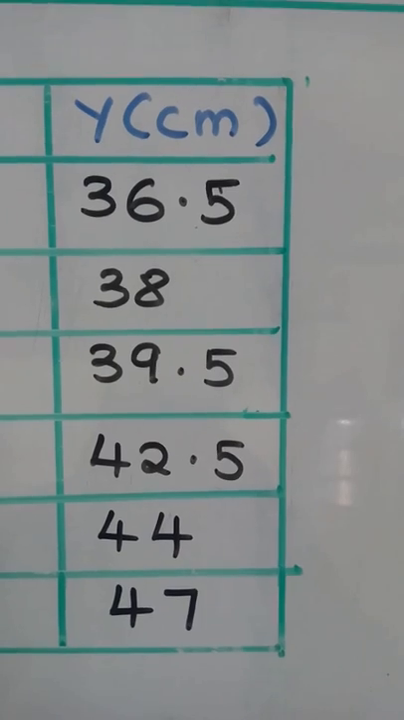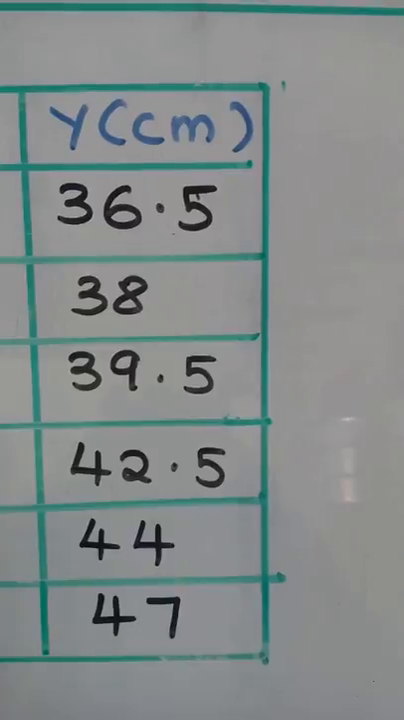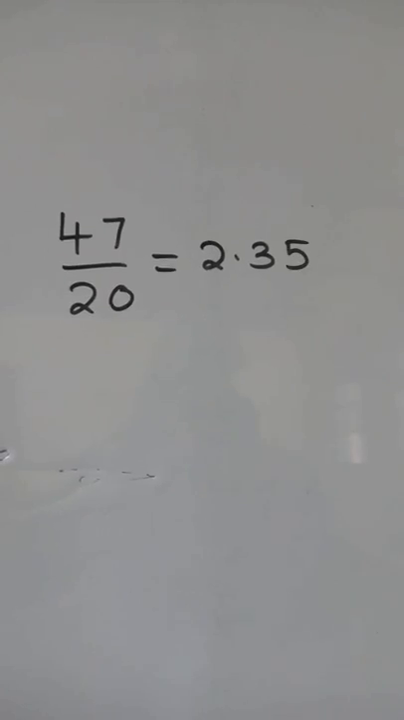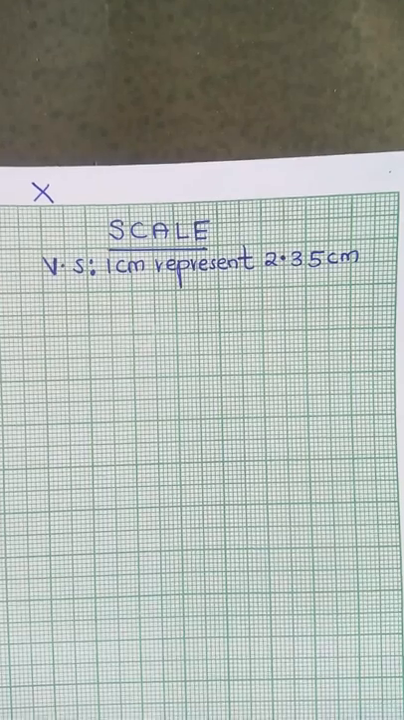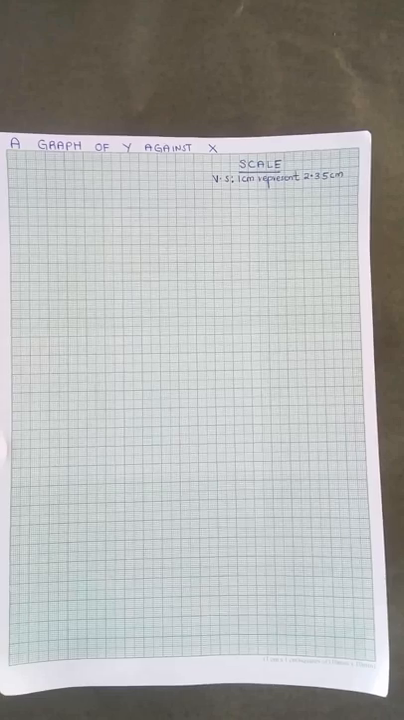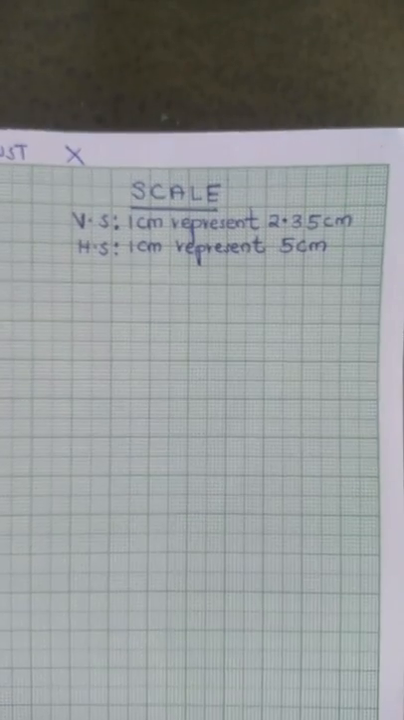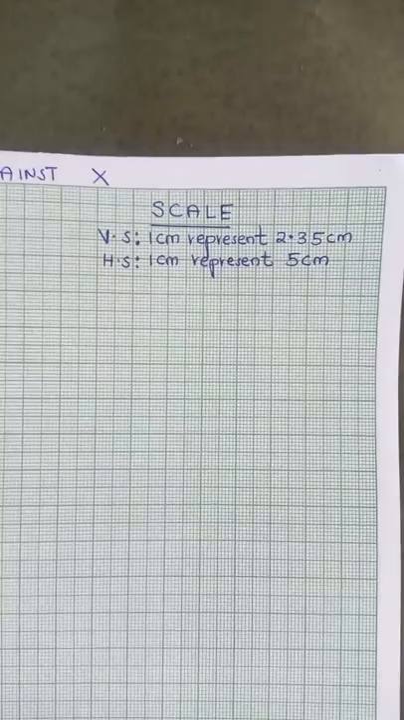A graph of y against x. Scale. Vertical scale. The highest number is 47. Using 20 rooms, 47 divided by 20 is equal to 2.35. 1 centimeter represents 2.35 centimeters. Horizontal scale. All data can be divided by 5. Therefore, 1 centimeter represents 5 centimeters.